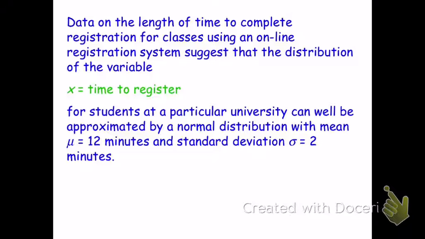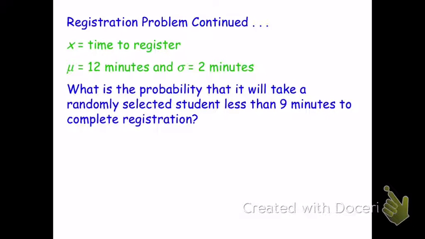It says data on the length of time to complete registration for classes using an online registration system suggests the distribution of the variable x equals the time to register. It says that it's normal, so underline that. It gives me a mean of 12 and a standard deviation of 2. And it asks, what is the probability that it will take a randomly selected student less than 9 minutes to complete the registration?